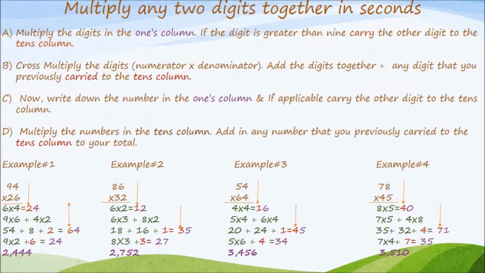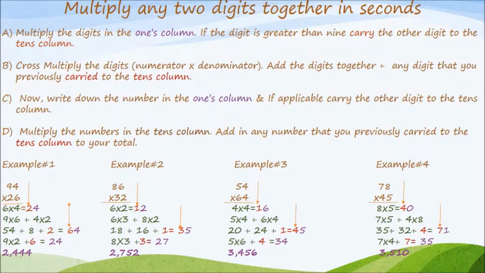Next, we're going to cross multiply the other digits. So we have 8 times that 2, which is equal to 16. Then we have 6 times 3, which is equal to 18. Plus, we're going to add in that 1 that we previously carried when we multiplied 6 times 2 to that tens column. So we have 18 plus 16 plus 1. Our total is going to be 35. So we're going to write down the 5. We're going to carry that 3 to the tens column.